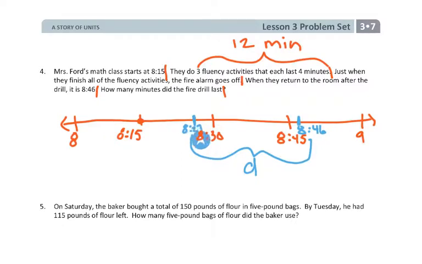27 to 30 is how many minutes? That would be 3 minutes. So we could have D equals 3 plus, now 8:30 to 8:45 is 15 minutes. So 3 plus 15. But we still have this 1 extra minute that we have to add in there. So 3 plus 15 plus 1. So when we do that, we get D equals 19.